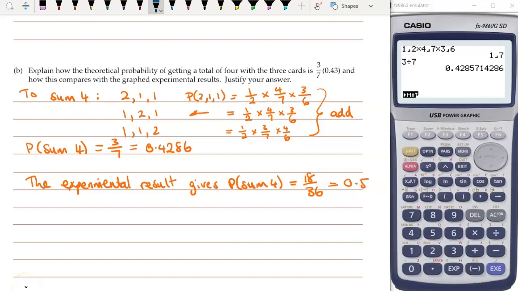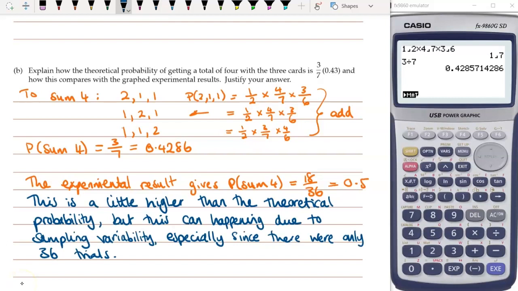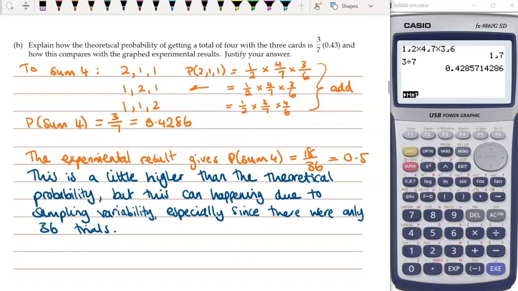So the result from the experiment was slightly higher than what we would theoretically expect, but that can happen due to natural variation within experimental probability, and we only had a fairly small number of trials. So there's my write-up of that bit.